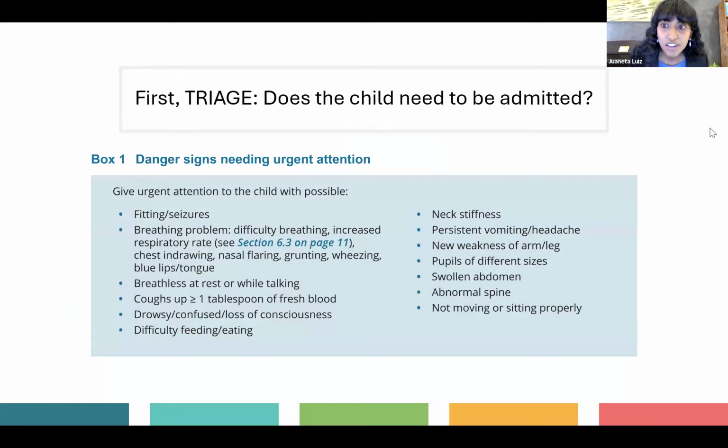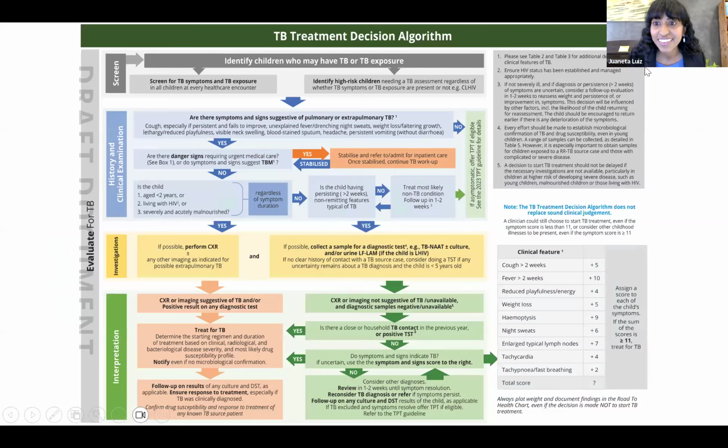Next, I'll look at triage, and the question is, does the child need to be admitted? Are there danger signs needing urgent attention? I won't go through all of this, it will be in the guideline, but it is important to look for these things. And then this is the exciting new bit that I will be presenting to you all. This is the TB treatment decision algorithm that has been developed for this guideline.